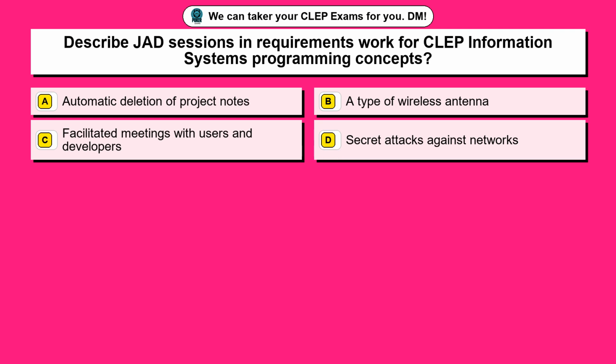Question 73. Describe JAD sessions in requirements work for CLEP Information Systems programming concepts. Option A. Automatic deletion of project notes. Option B. A type of wireless antenna. Option C. Facilitated meetings with users and developers. Option D. Secret attacks against networks. The correct answer is option C.